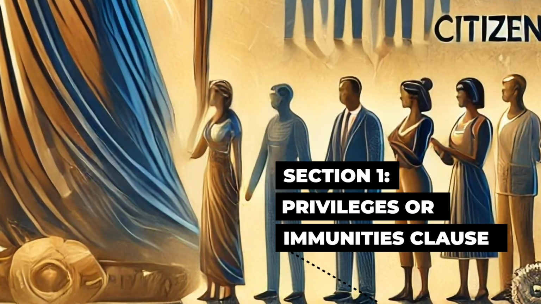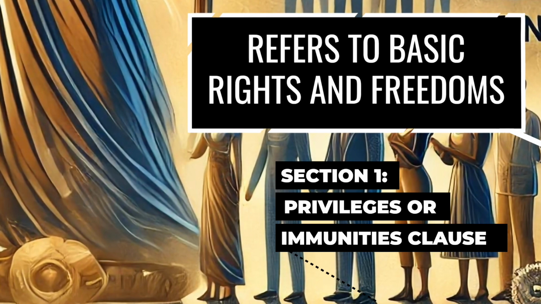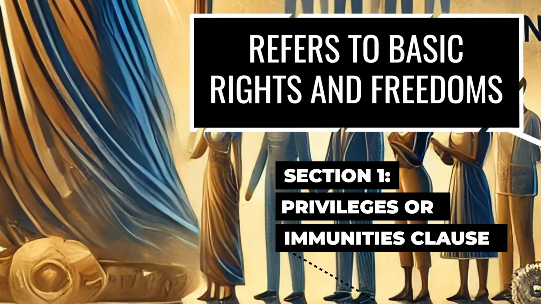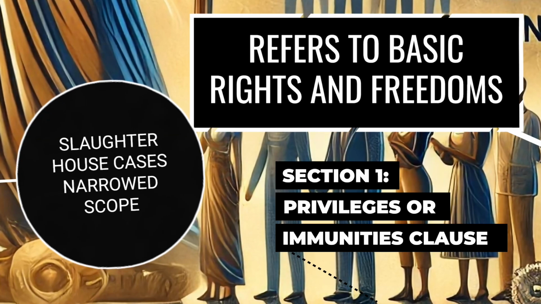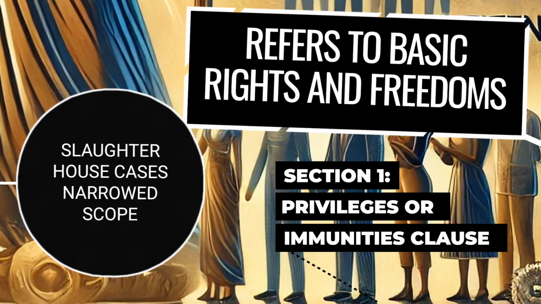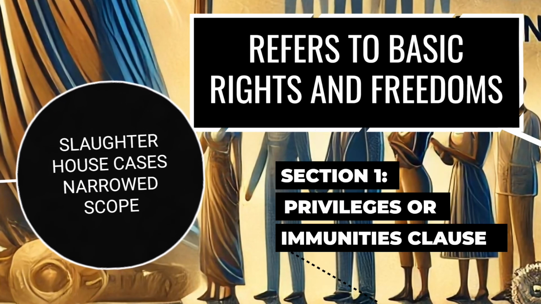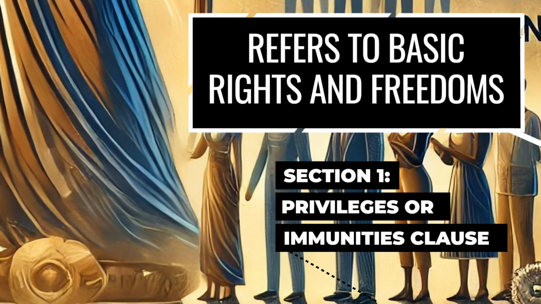The Privileges or Immunities Clause. The phrase privileges or immunities refers to the basic rights and freedoms guaranteed to all citizens. However, the Supreme Court's ruling in the Slaughterhouse Cases, 1873, significantly narrowed the interpretation of this clause, limiting its application.